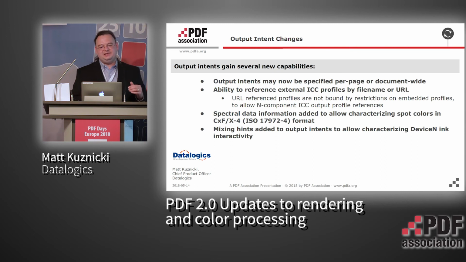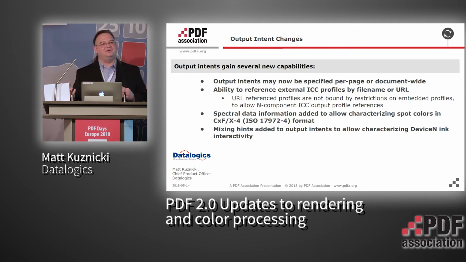Output intent ICC profiles, while they still can be embedded in a document, are no longer required to be embedded for use in an output intent. An output intent may now reference an external ICC profile either by URL or by file name on the file system that the PDF is being processed with. The URL reference is very interesting because this mechanism for referencing output intent is not bound by the restrictions that embedded ICC profiles are bound by.